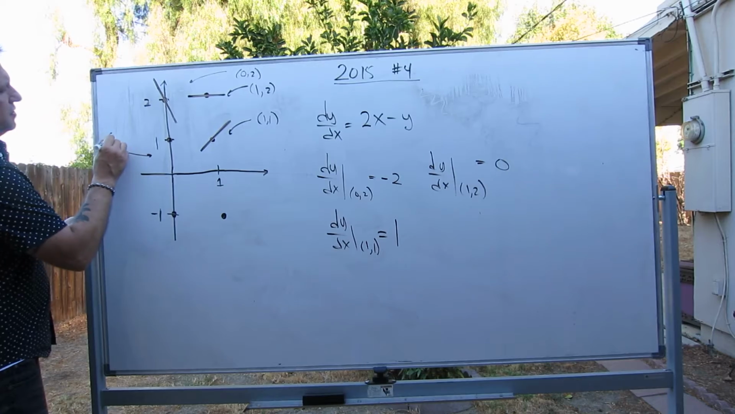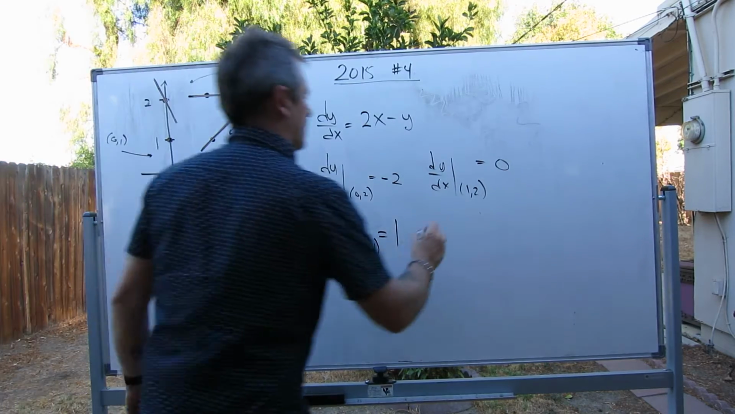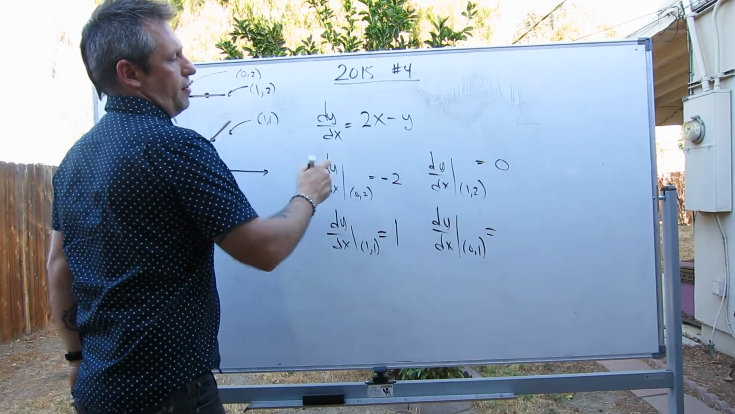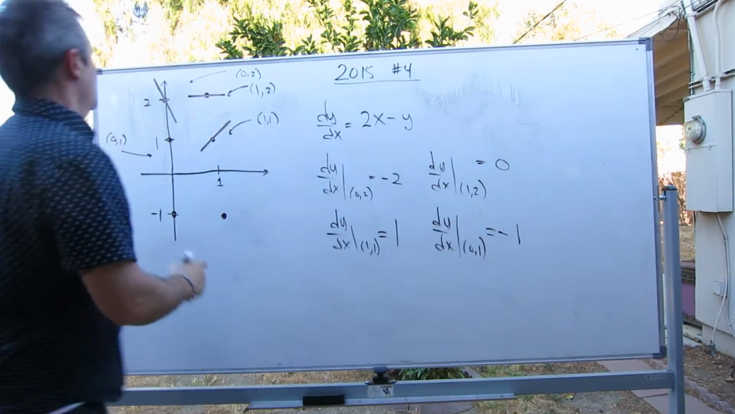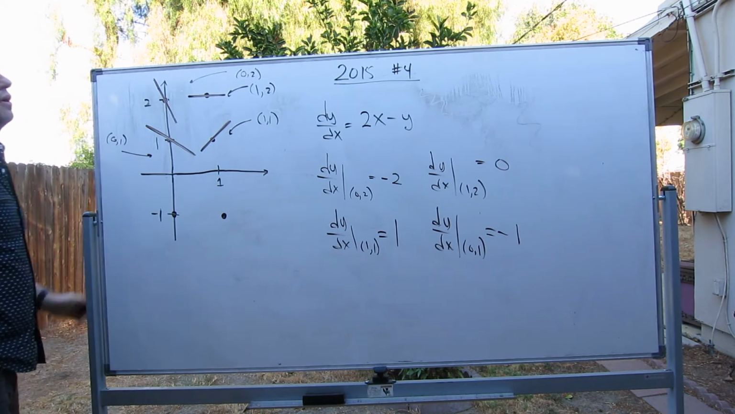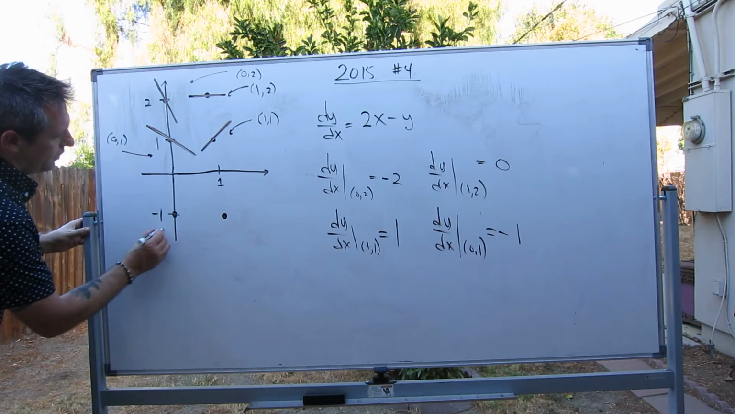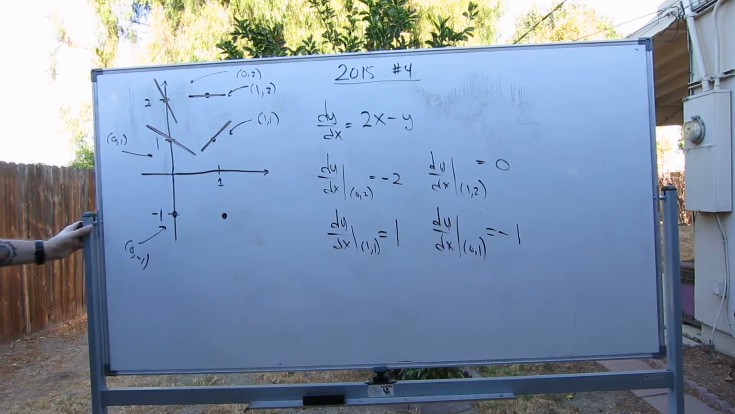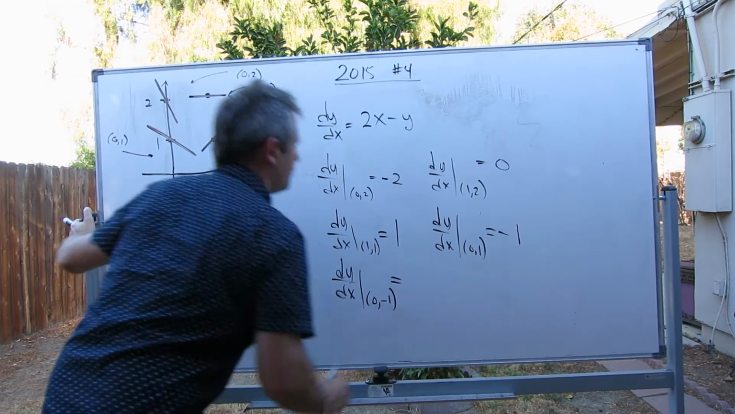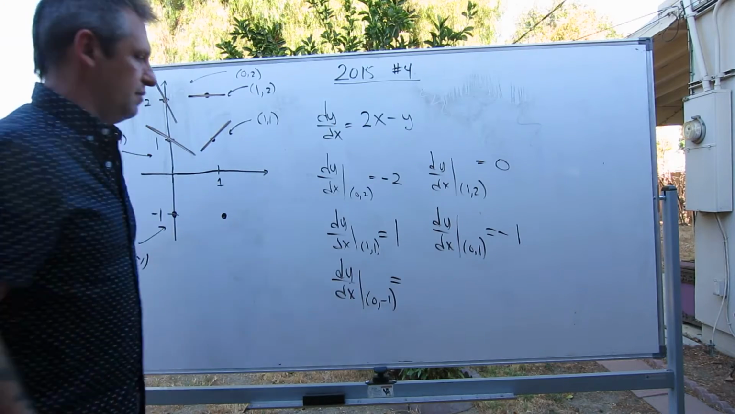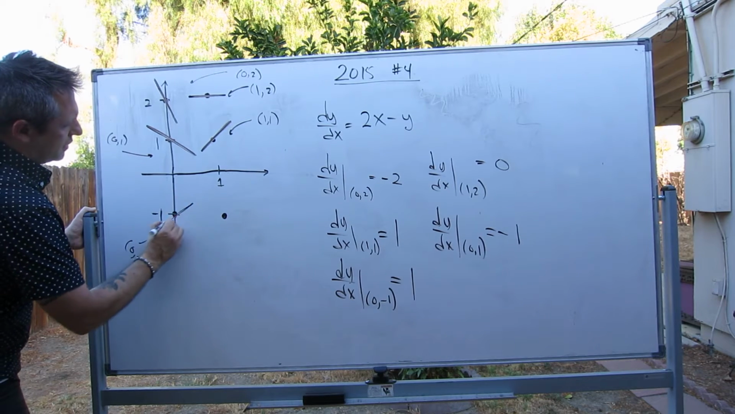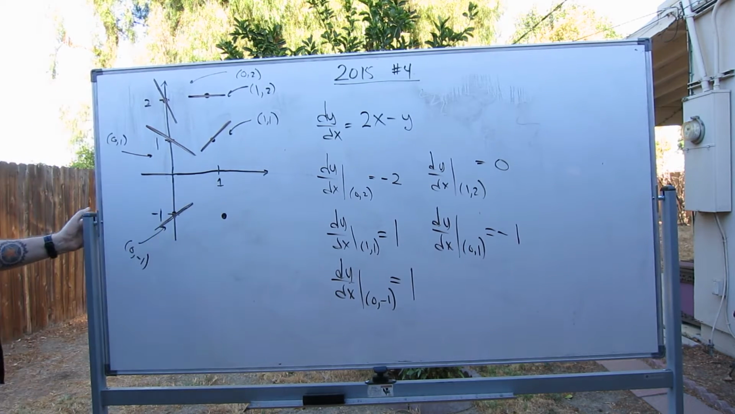This right here is the point (0, 1). dy/dx at (0, 1) is 0 minus 1, or -1. A little less steep than this one. I'm going to draw something that kind of looks like this. Okay, this point down here is (0, -1). dy/dx at (0, -1) happens to be 0 minus -1, otherwise known as +1. So I'm going to try to draw a similar slope as what I see there, something like that.